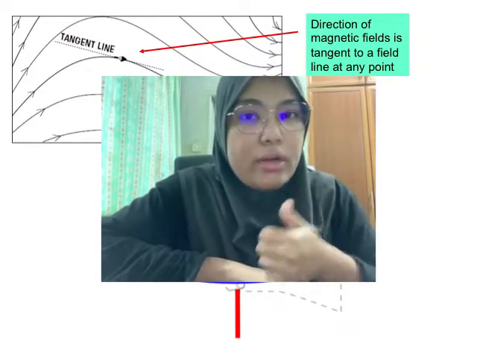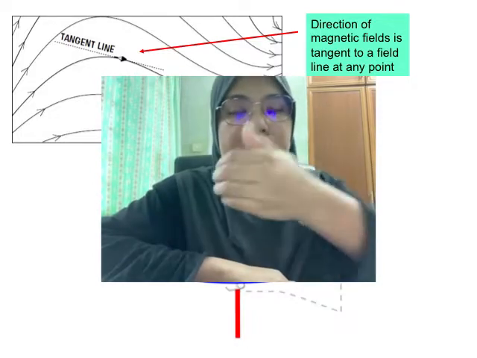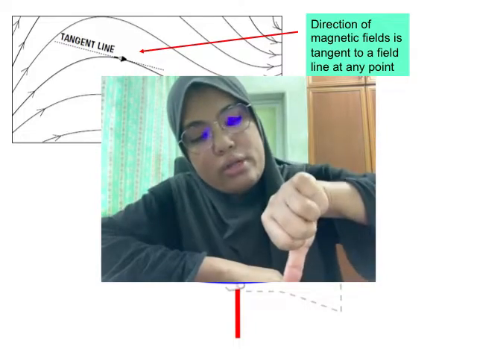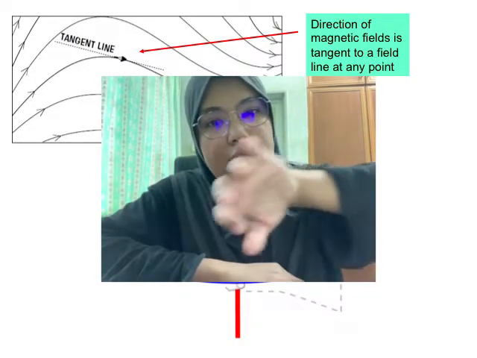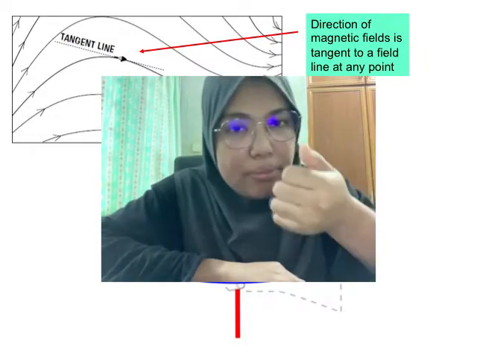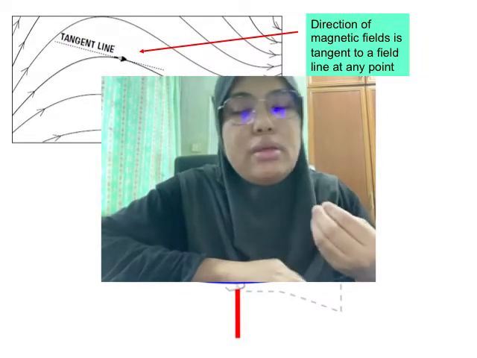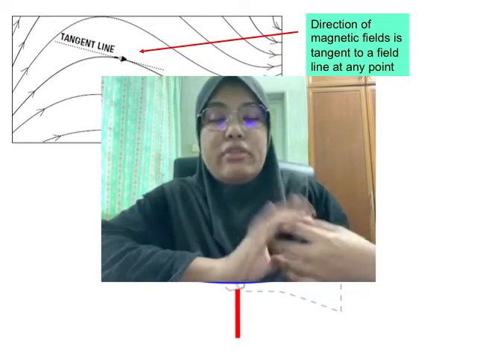So for example, if your current is moving upward, your magnetic field is moving in a counterclockwise motion. And if your current is moving downward, your magnetic field is going to move in a clockwise motion. So it seems like you hold something, and that's how you decide the direction of the magnetic field, based on the direction of the current given.